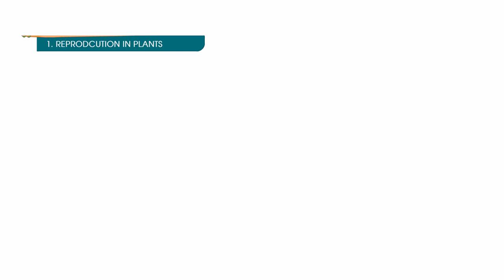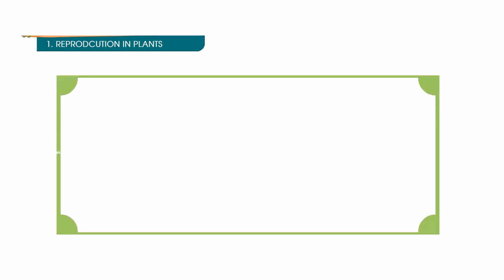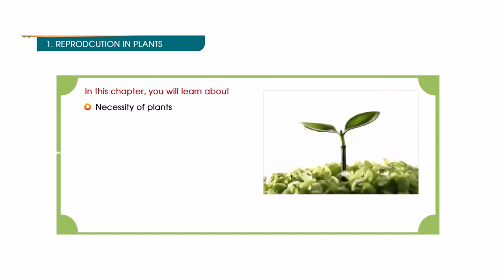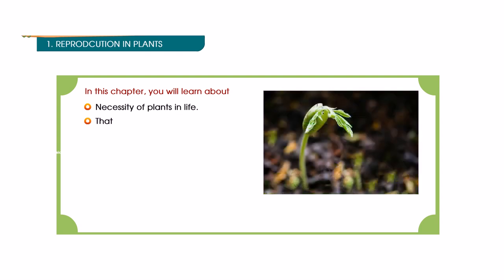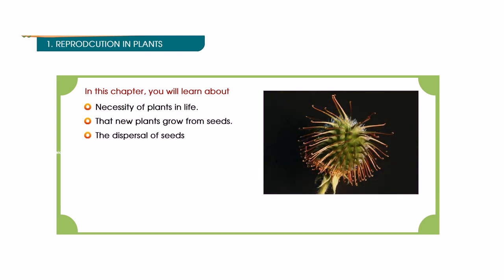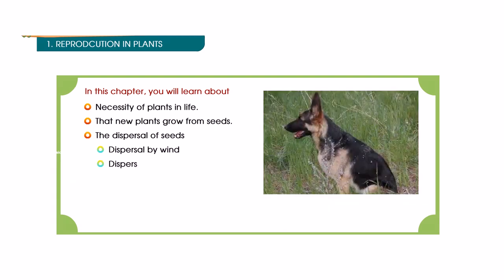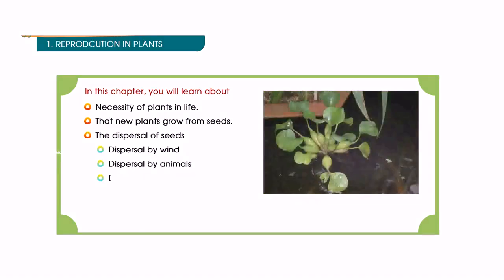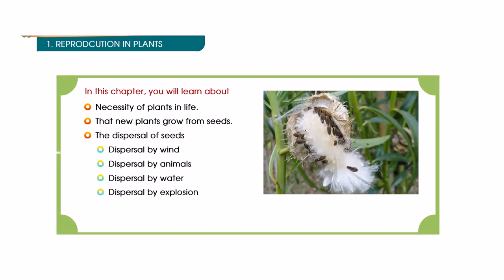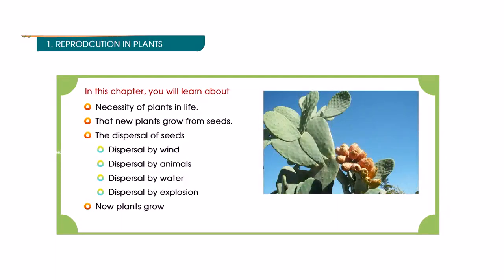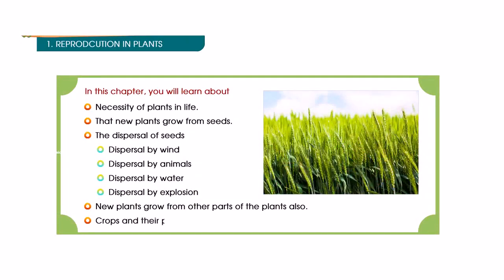1. Reproduction in plants. In this chapter you will learn about necessity of plants in life. That new plants grow from seeds. The dispersal of seeds. Dispersal by wind. Dispersal by animals. Dispersal by water. Dispersal by explosion. New plants grow from the other parts of the plants also. Crops and their protection.